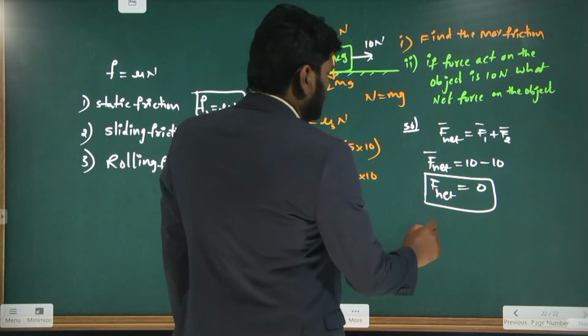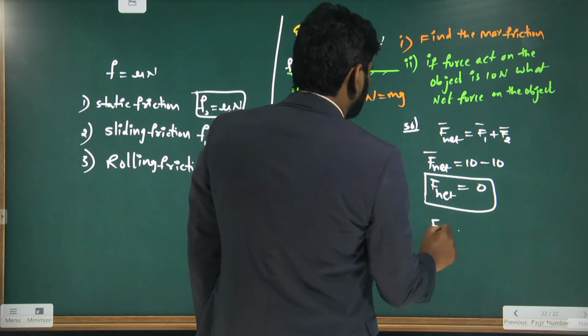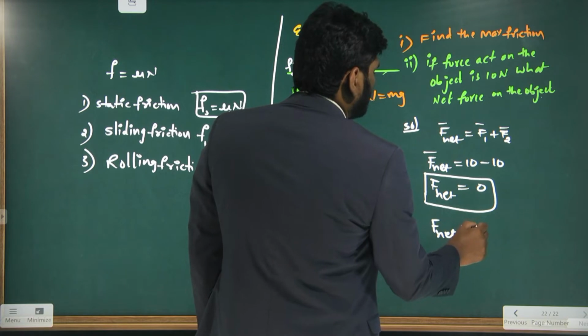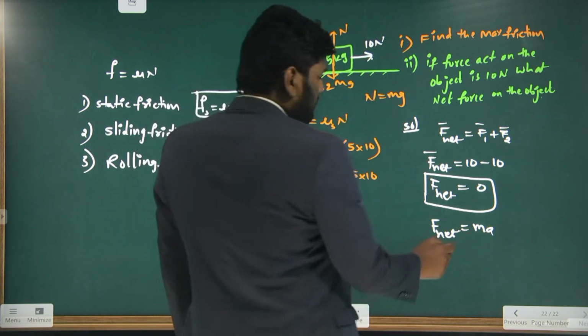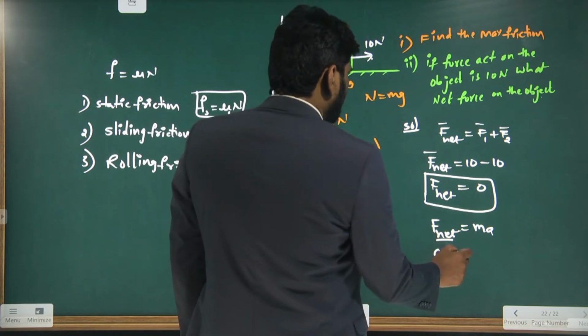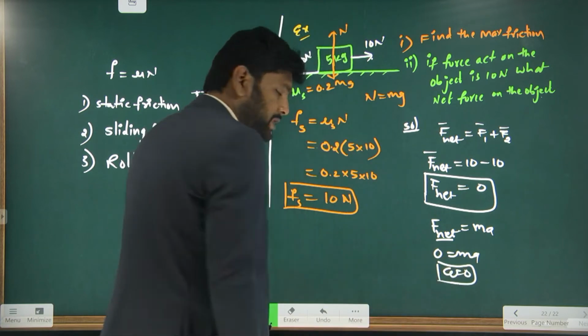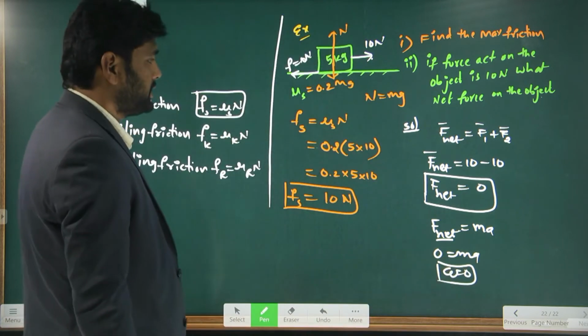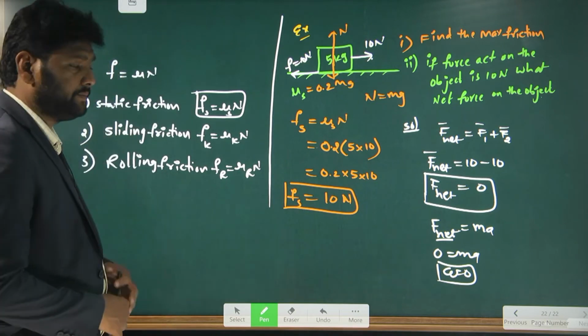According to Newton's second law, net force means mass into acceleration. Then net force is 0, so the acceleration is 0. The object is not having any acceleration. So that is your answer. Understand?